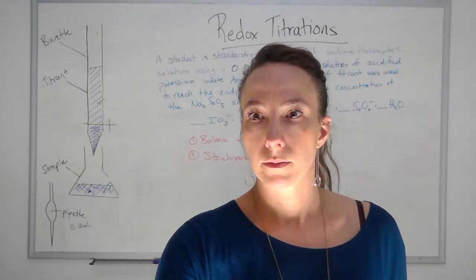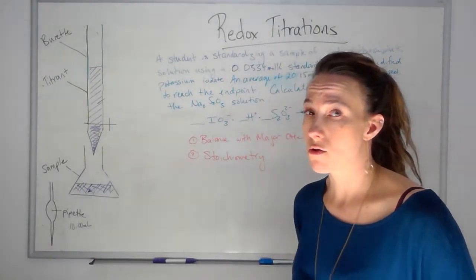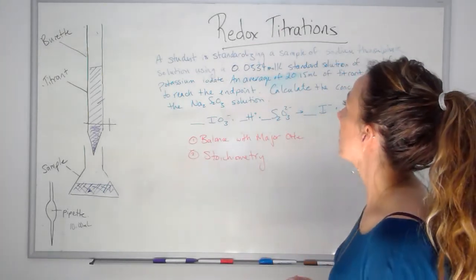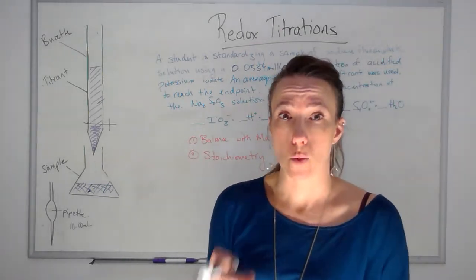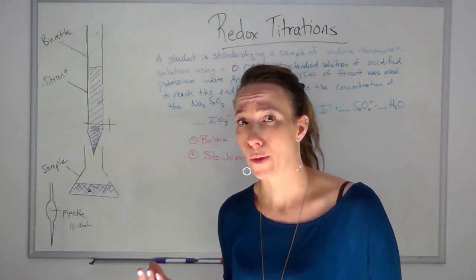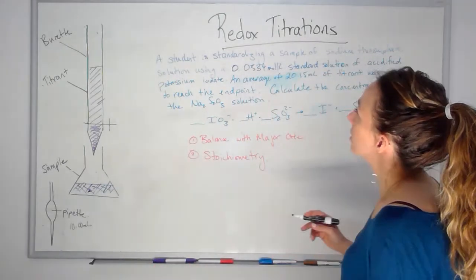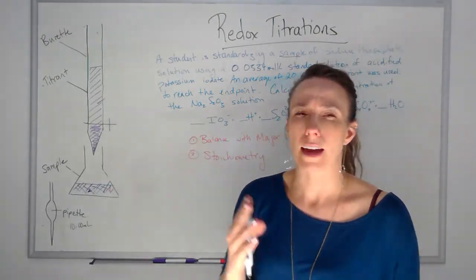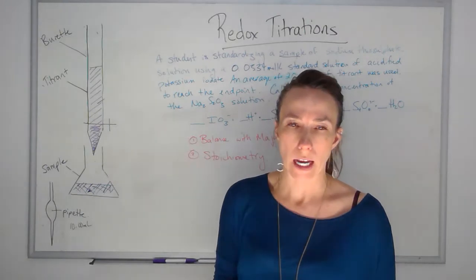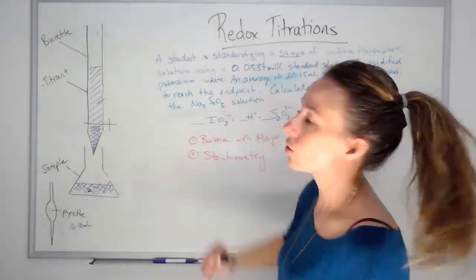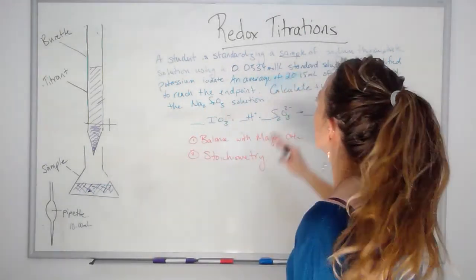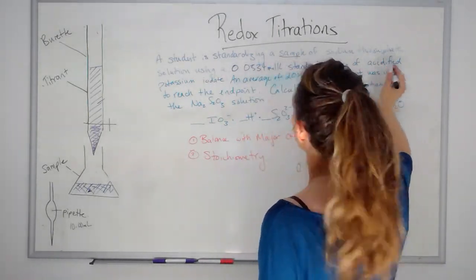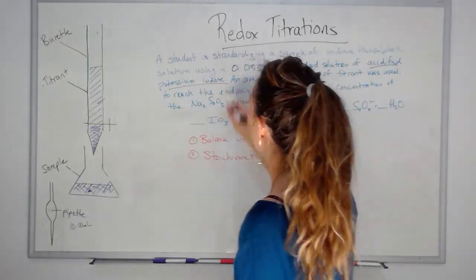Speaking of questions, the first question in your notes package is quite lengthy. It says all of this. A student is standardizing. I'm going to highlight the Chem 20 words that I still expect you to know in Chem 30. A student is standardizing a sample. So the sample bit, it's in the flask. So if they ask me for the color that it would start at, I'm going to look at the color of the sodium thiosulfate and not the other one. So a sample of sodium thiosulfate solution using that of a standardized solution of acidified potassium iodate.